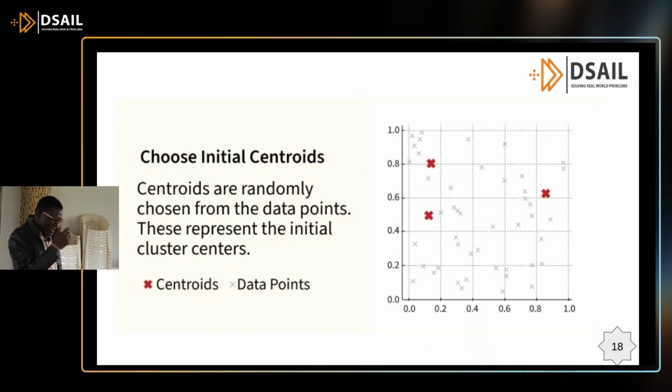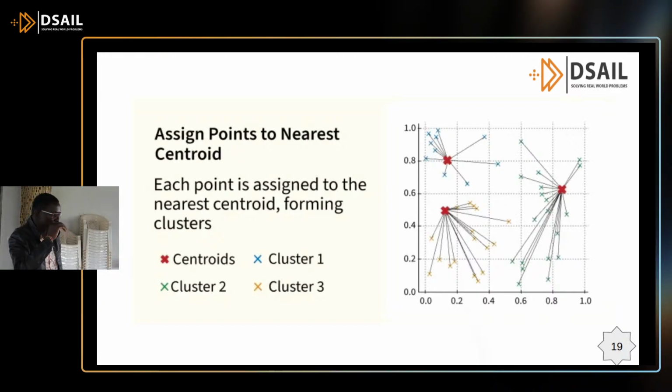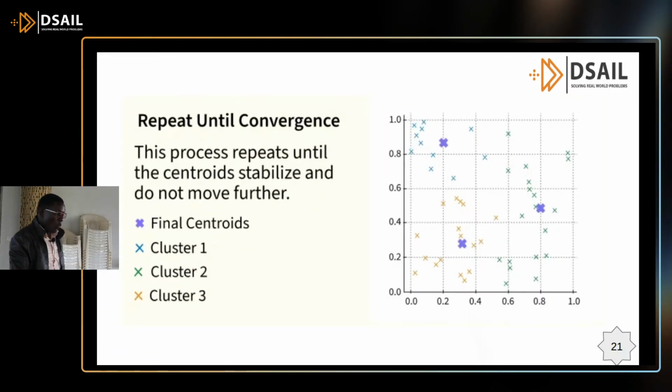So this is just an image of what I've been explaining. First of all, choose centroids randomly and assign all the data points to the closest centroid. You update the centroids. You repeat the process until there is convergence, until there's no change between clusters: cluster 1 remains with its data points, cluster 2 remains with its data points, and cluster 3, and so on. Once you reach that convergence, that's the stopping point.